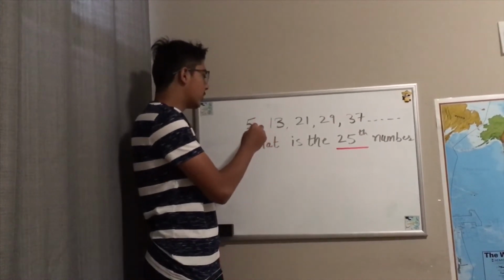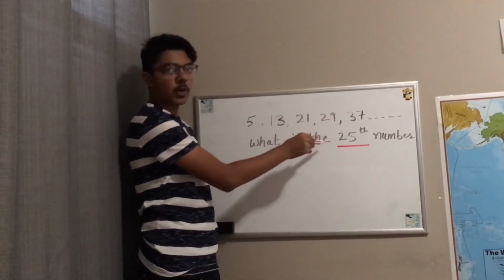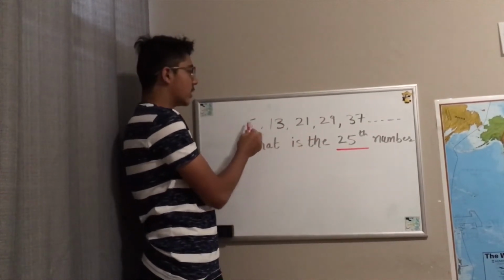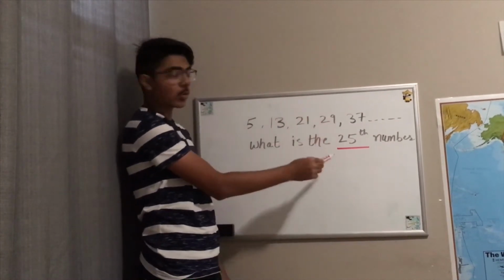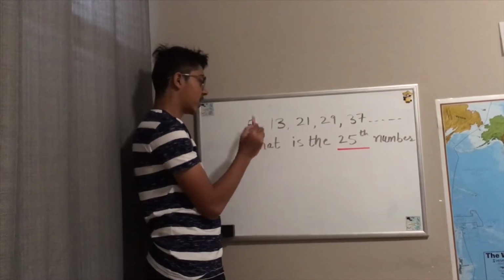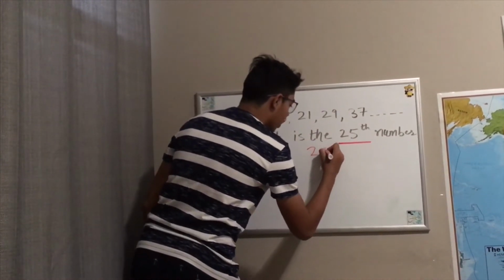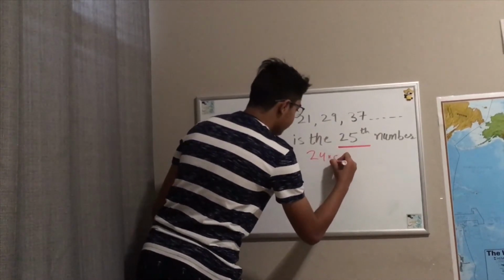So if you think about it, we're just adding 8. We keep on adding 8 until we get to the 25th number. So we're adding 8 24 times. Remember, not 25, since we don't add 8 to get to 5. 5 is just there. So we add 8 24 times. So it's 24 times 8.